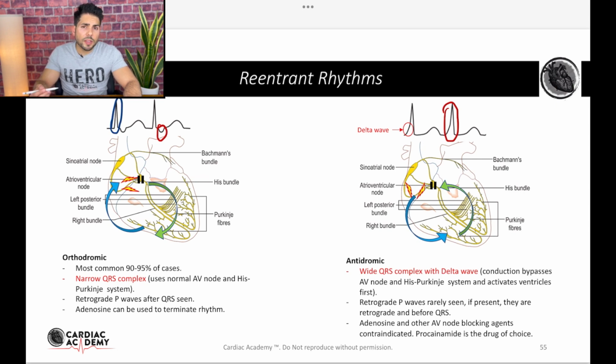In this type of AVRT, it's actually rare to see retrograde P waves, and because it's not using the AV node as the normal pathway, AV nodal blocking agents are actually contraindicated. If you think about it, if you block the AV node conduction system, then you're forcing this depolarization to go down through the accessory pathway. So in this case, procainamide is actually the drug of choice.